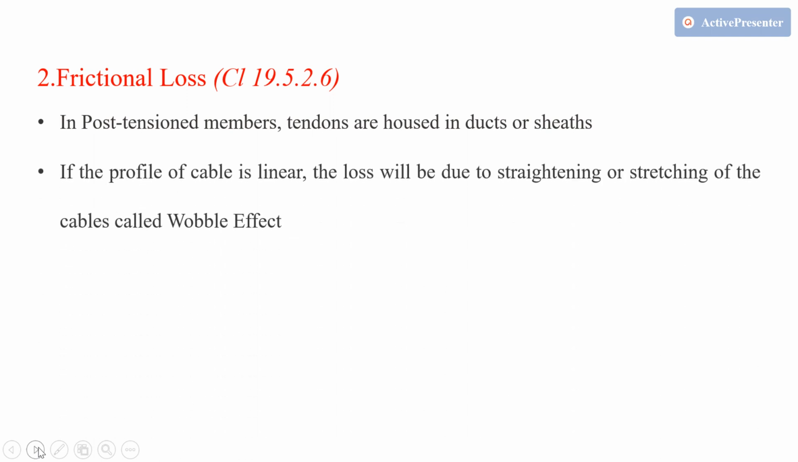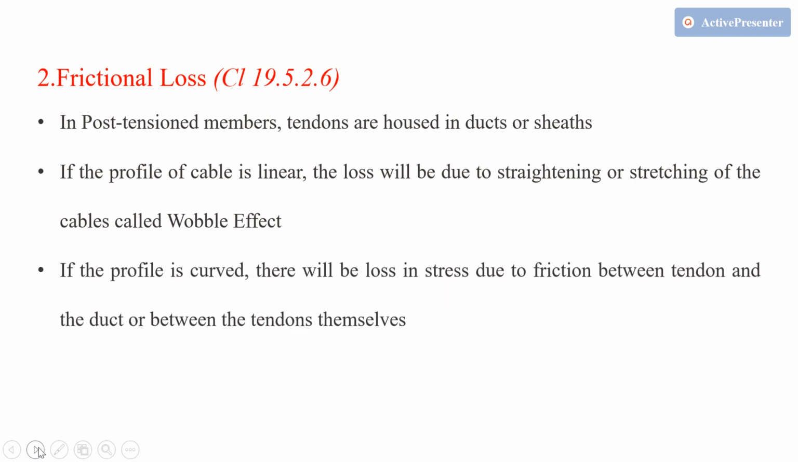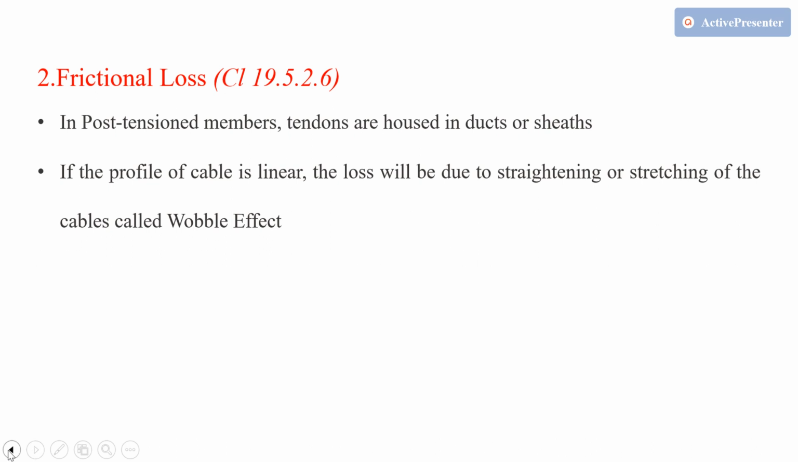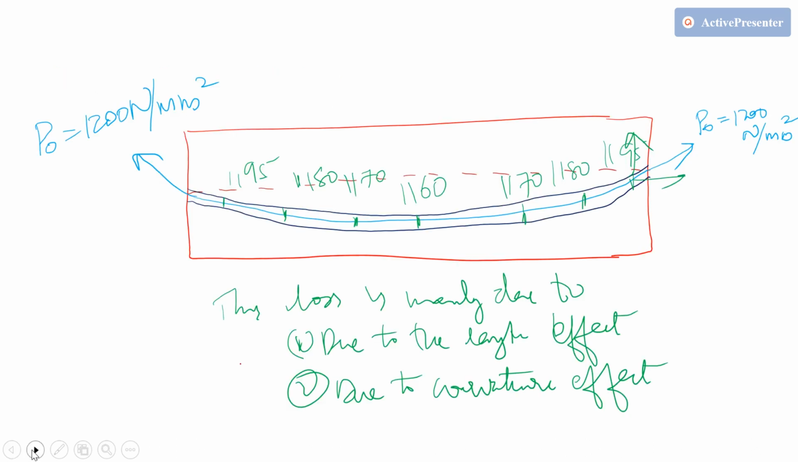If the profile of the cable is linear, the loss will be due to straightening or stretching of the cable, called the wobble effect, or the length effect. If the cable profile is curved, there will be loss in stress due to the friction between the tendon and the duct, or between the tendons themselves, and that you can see as the curvature effect.